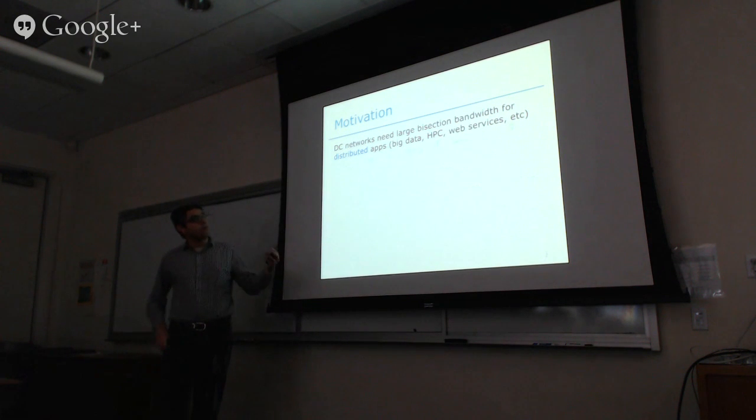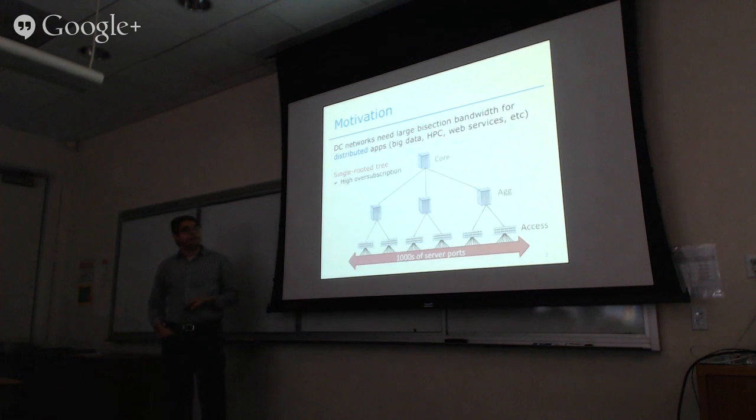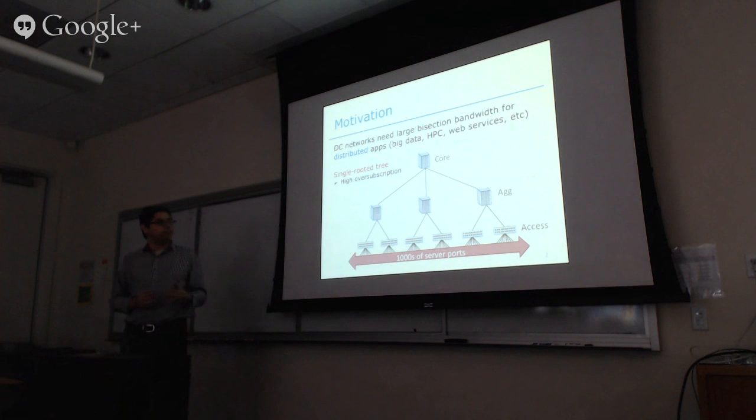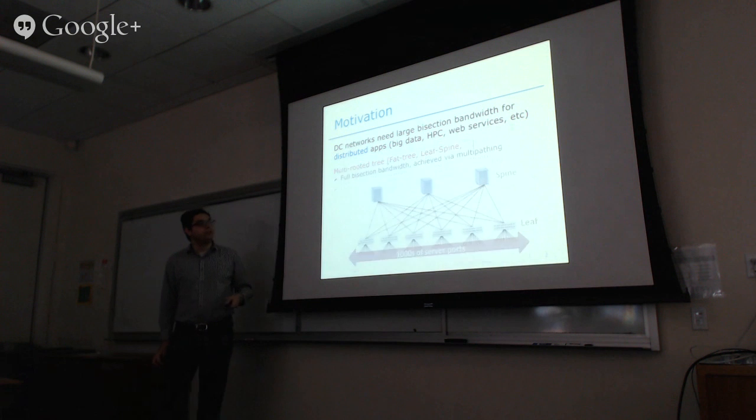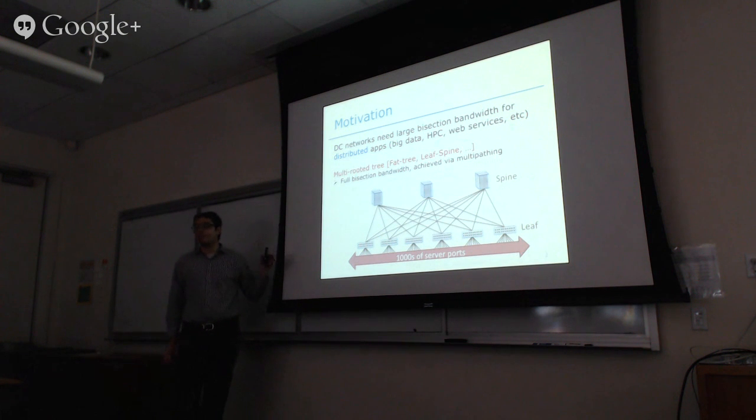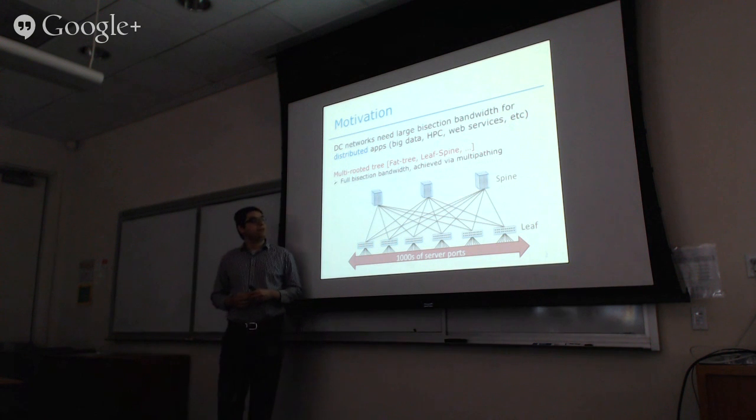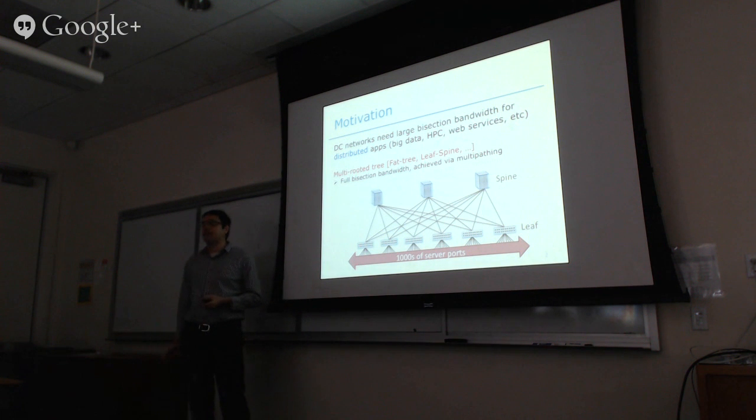And so in response to this demand for high bandwidth networks, in the last several years, the industry has really moved on from the traditional single rooted tree topologies that were very common in enterprise networks for more than a decade to new multi-rooted network designs. Designs like the fat tree topology, or what I'm showing here in this slide, which is a leaf spine fabric design. These multi-rooted trees are really nice because they let you scale the bisection bandwidth of the network as much as you want by just adding more paths through the topology.